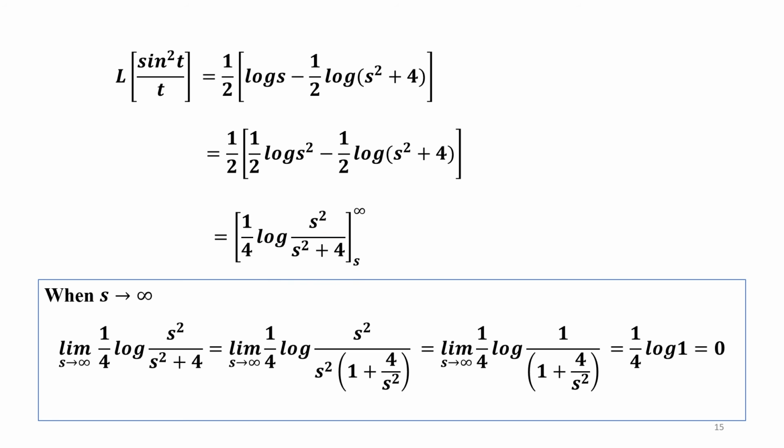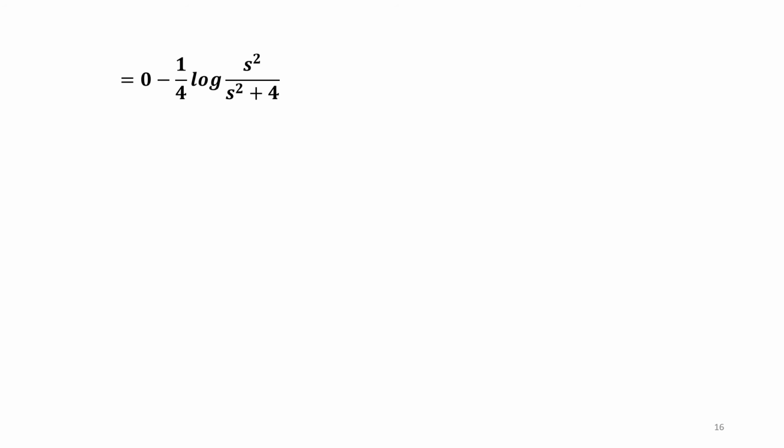Then put s is equal to s. So we will get 0 minus 1 by 4 log of s square upon s square plus 4. If I want to remove this minus sign, I will get 1 by 4 log of s square plus 4 upon s square. Now this is L of sine square t upon t.